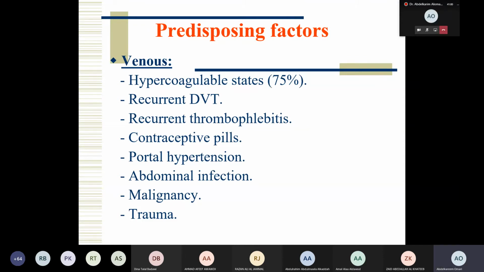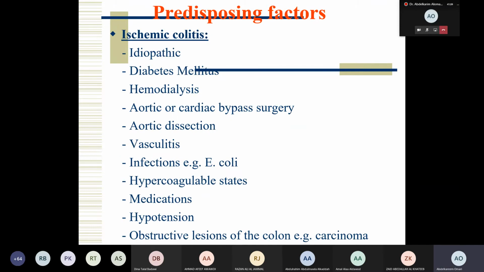Now, ischemic colitis, predisposing factor: diabetes mellitus, hemodialysis, aortic or cardiac bypass surgery, aortic dissection, vasculitis, infection, especially by the E. coli, hypercoagulable state زي ما حكينا, medications, hypotension, obstructive lesions of the colon like the carcinoma. Ischemic colitis, اللي قلنا عنها due to ischemia, not due to that.